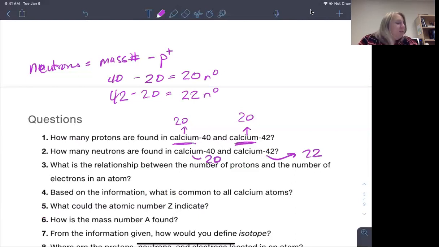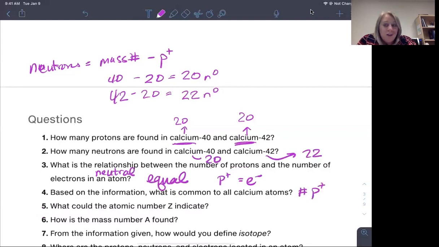Okay. What is the relationship between the number of protons and the number of electrons in an atom? And I'm going to say in a neutral atom, because we'll talk about charges later on. But they are equal, right? They are equal. P plus equal to E minus. Based on the information, what is common to all calcium atoms? Well, they all have to have the same number of protons, right? Or they're not calcium. And therefore, they all have the same number of electrons.